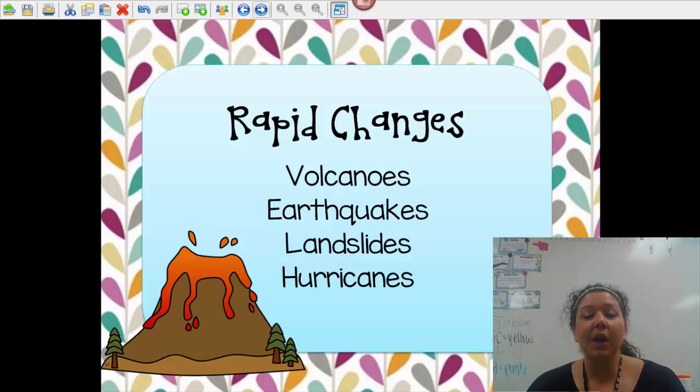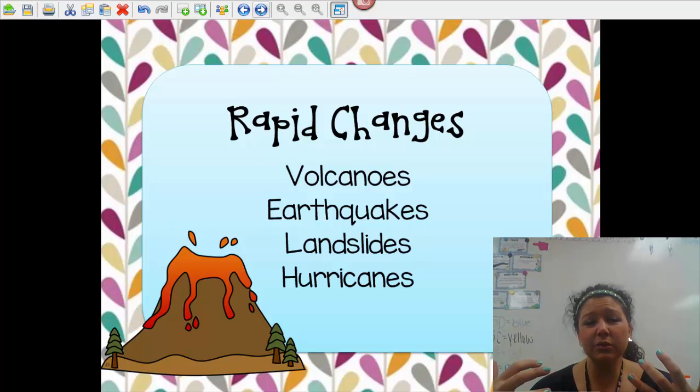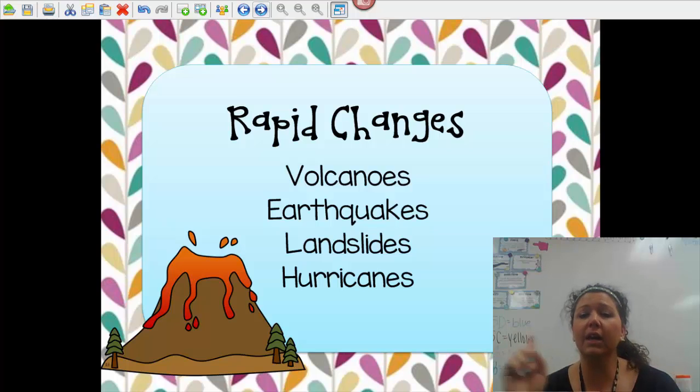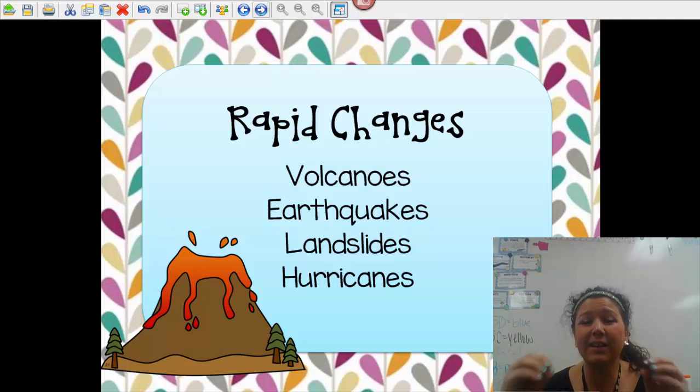Before we start talking about WED, first let's review what we are going to call rapid changes to the Earth's surface. Rapid is just a fancy word for quick or fast. Rapid changes usually occur with no warning. That's a volcano, an earthquake, a landslide, a hurricane. Those rapid changes can come in very quickly and completely change how our land looks. In 5th grade, we focus on what we call slow changes, and our slow changes are our WED processes.